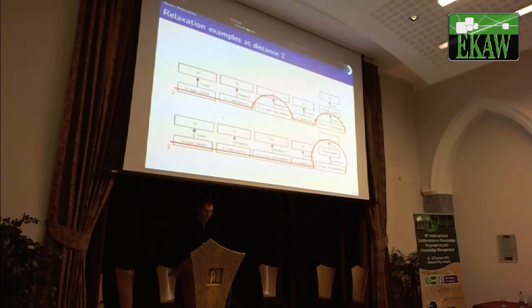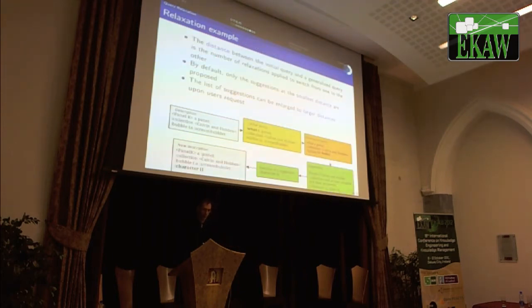And if you want to perform two relaxations, there are several possible ways. You can relax two different triples, or you can relax the same triple once. So here we have a kind of distance, a relaxation distance, between the initial query and the generalized query, which is the number of relaxations that you have applied to the initial query. And for one distance, there are many possible relaxed queries.